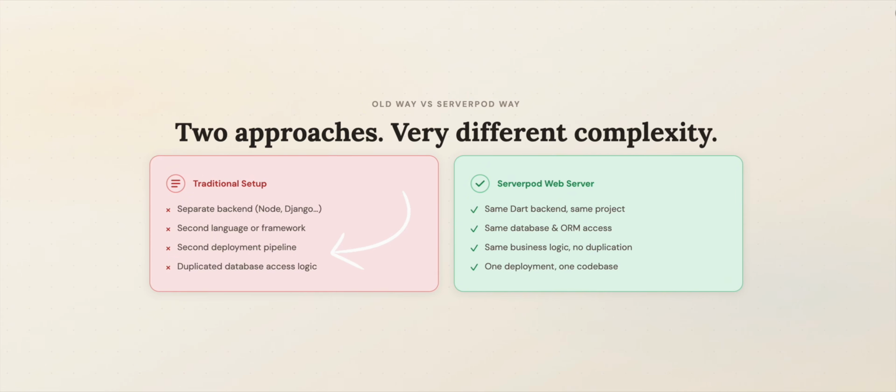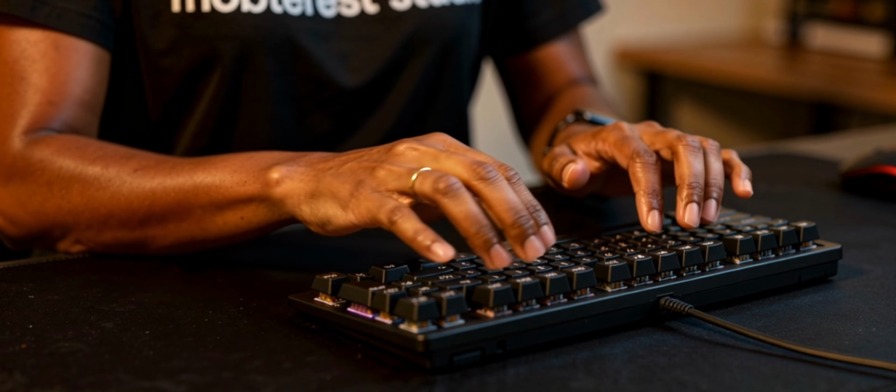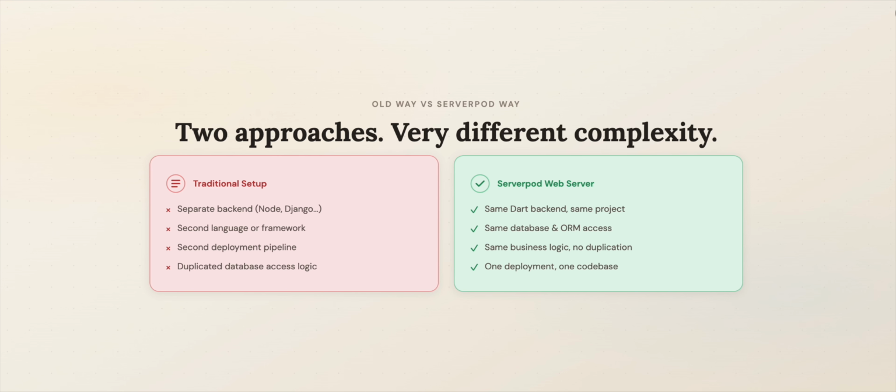Traditionally, you would have to set up a completely separate web server, maybe an Express.js server or a Django server for Python, or a separate Flutter web app hosted somewhere else. That means a second code base, potentially a second language, a second deployment pipeline, and data going back and forth between two separate backends. Serverpod solves this by bundling a web server right into your existing backend. The same server that handles your mobile app's API calls can also serve a full web interface with access to the exact same database, the exact same business logic, the exact same authentication system. So there's no duplication, it's just one backend with many interfaces.